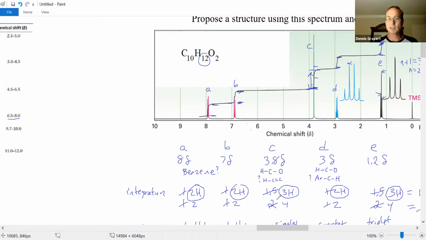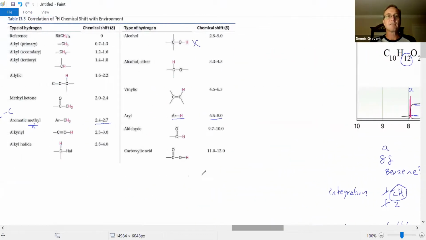Put a question mark there because I'm leaning towards that one, but this is still possible. 1.2, those are the alkanes, right? 1.2, yeah, these two are 1.2. Even 1.4 is close enough. Just an alkane.